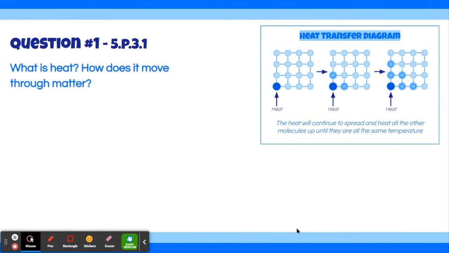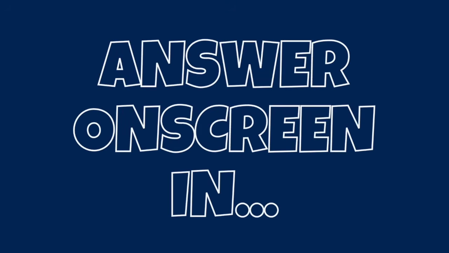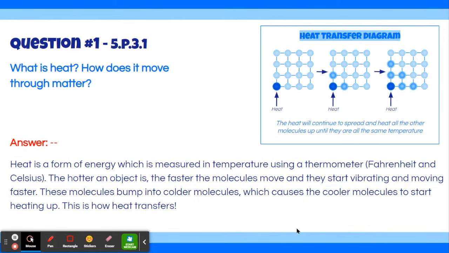Alright, let's get started. So question number 1. What is heat and how does it move through matter? Well, the answer is that heat is a form of energy which is measured in temperature using a thermometer. So heat will normally be measured in Fahrenheit or Celsius. The hotter an object is, the faster the molecules will move, and they start vibrating and moving faster. These molecules will bump into colder molecules, which will cause the cooler ones to start heating up. And that's how heat transfers.